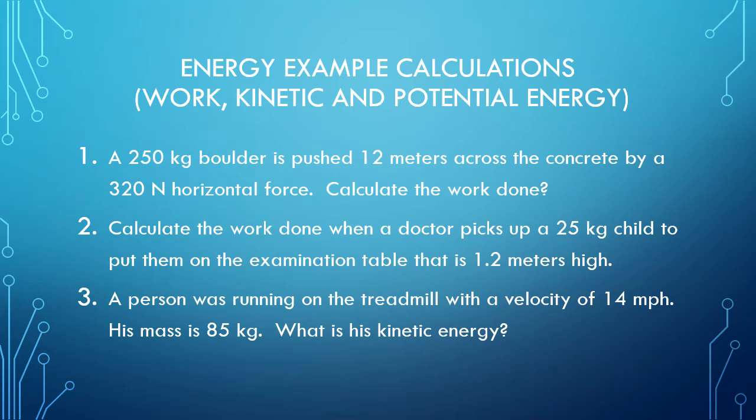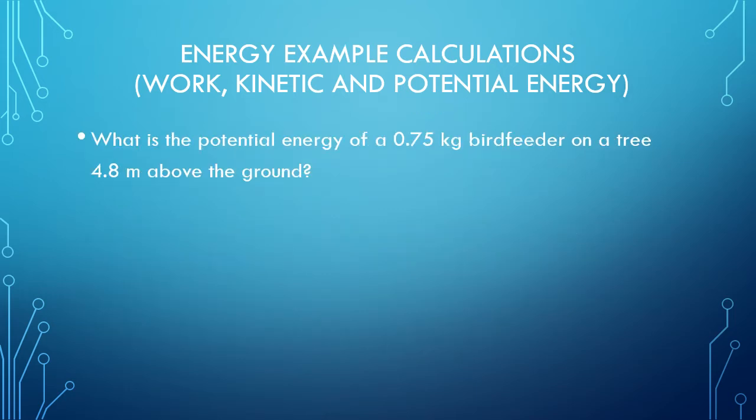Some calculations that we're going to be looking at in the video posted on work, kinetic, and potential energy. I want to point out that all of these are going to be measured in joules. Work is a form of energy, so it will have the units of joules. Kinetic and potential are also forms of energy, so their units will also be joules. Make sure you are checking, converting if necessary, and then plugging into the equation. Here's just another example that we'll be looking at.